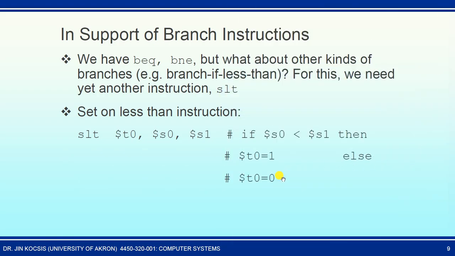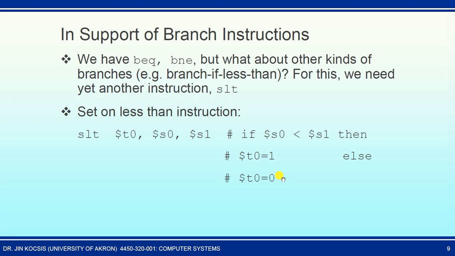So by doing that, we are able to work together with branch equal or branch not equal to realize the four additional conditional decision making conditions. But before that, I want to talk about how we represent this set on less than using machine language. What kind of format do we need to use? I want to pause here to think a little bit, and then you can continue.